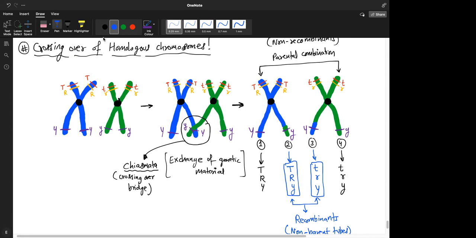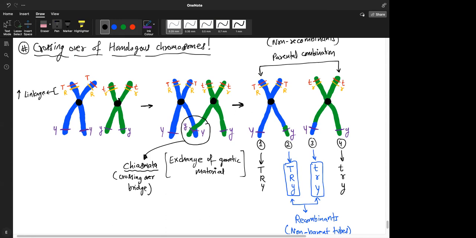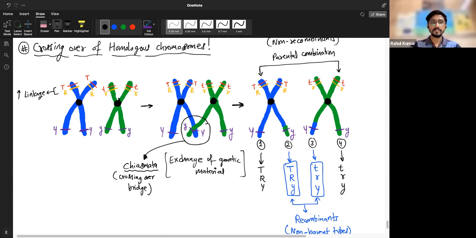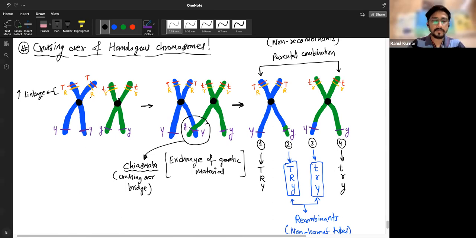Here you can also see that the distance between T and R is less. They are closer to each other. So in these two genes, there will be more linkage, right? So the chances of them getting separated from each other is very less. To make these two genes separate and recombine with the other non-sister chromatid, you have to cut it exactly from the center, that very small space present in between. So the crossing over needs to happen here and it needs to get separated from here.